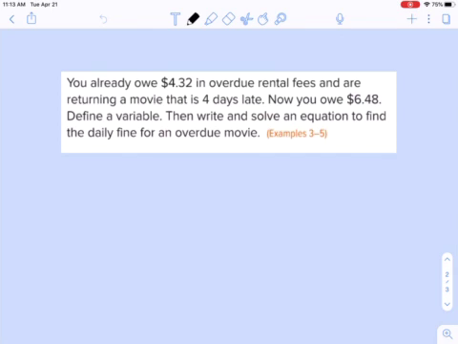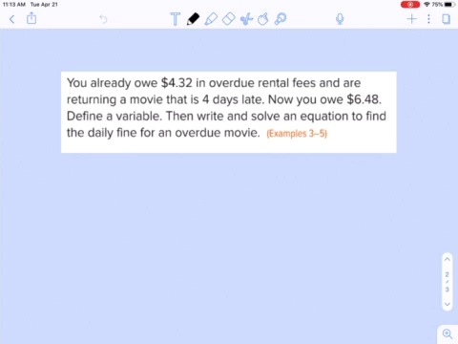All right, so you already owe $4.32 in overdue rental fees and are returning a movie that is 4 days late. Now you owe $6.48. Define a variable. All right, then write and solve an equation to find the daily fine for an overdue movie.